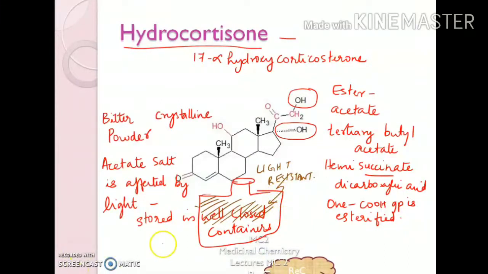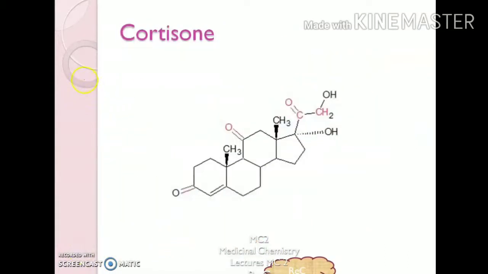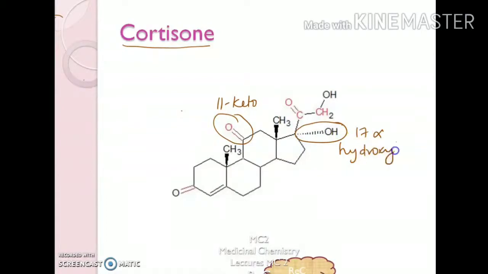Now, coming to cortisone, it has the same structure as hydrocortisone, with the only difference being that at the 11th position in cortisone you have a keto group. So the IUPAC name is 17 alpha hydroxy 11 dehydrocorticosterone. Dehydro, DE denotes that the hydrogen atom attached to the hydroxyl group is removed.